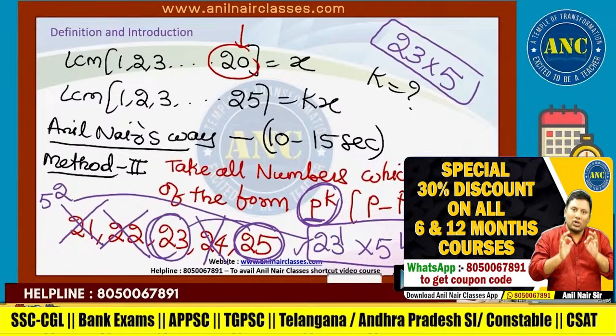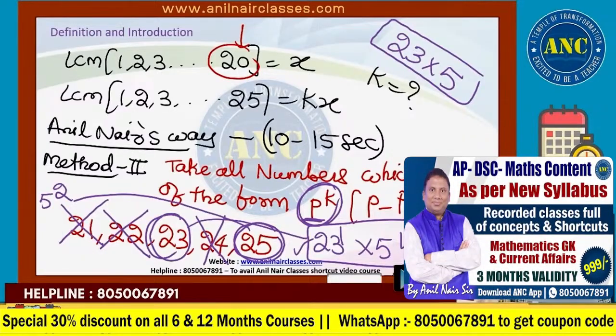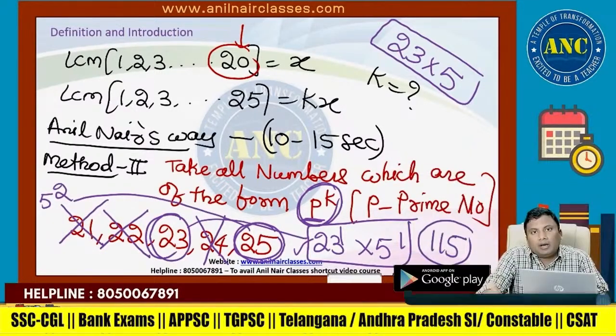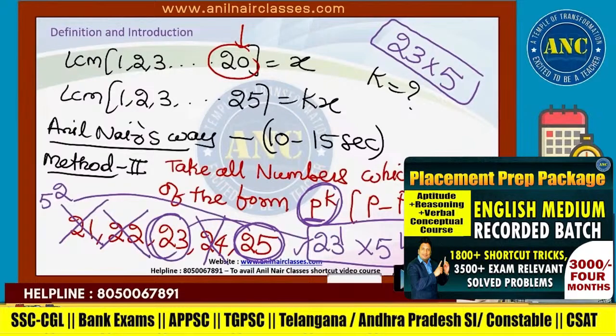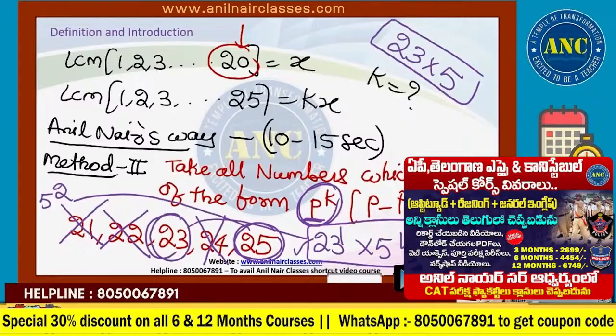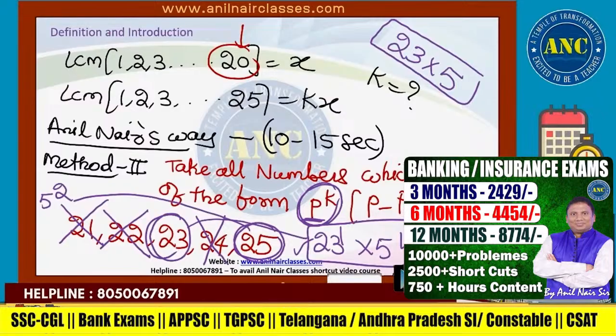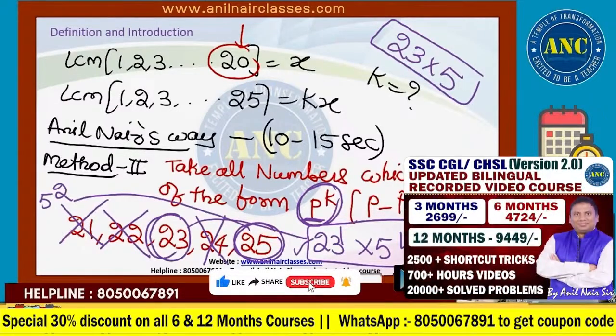Only take the numbers which are of the form p power k, where p is a prime number. Two more examples I will solve. It might not be clear in the first instance. Two more examples I will solve so that it will be clear to you.